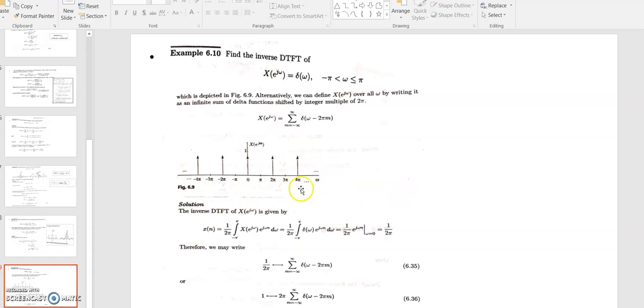So this representation can be done, or it could be written mathematically as this function, right? So the inverse DTFT of this delta omega is 1 upon 2 pi, right?